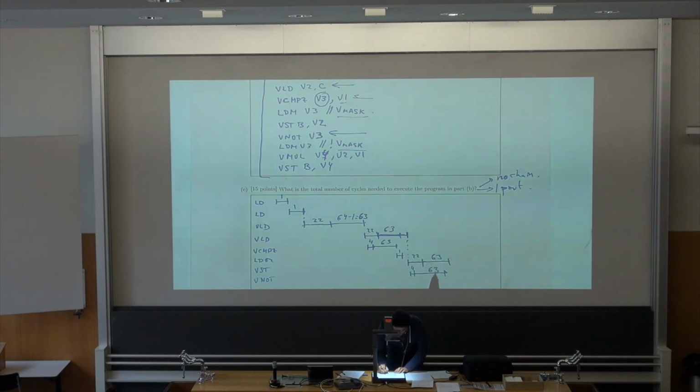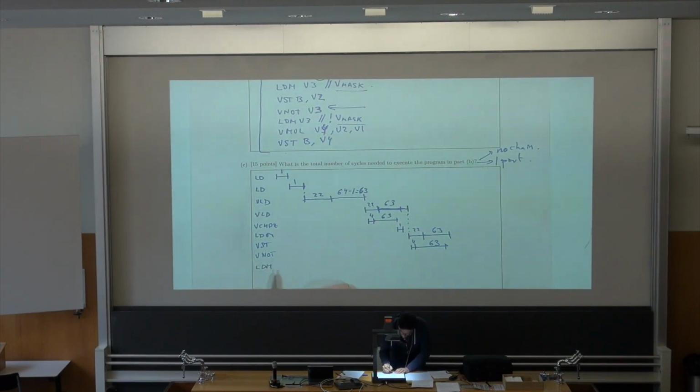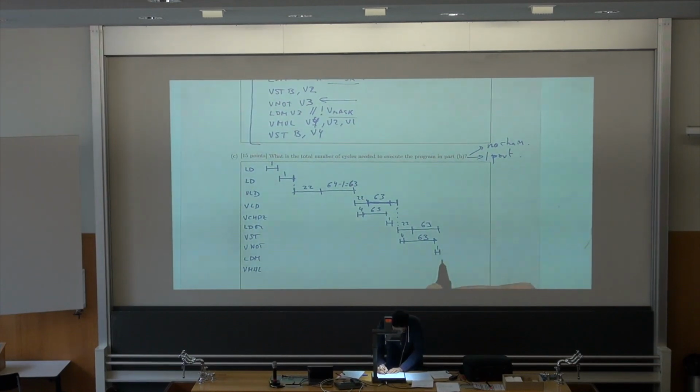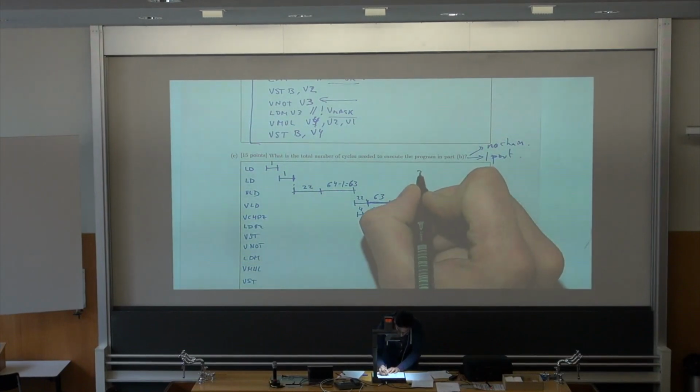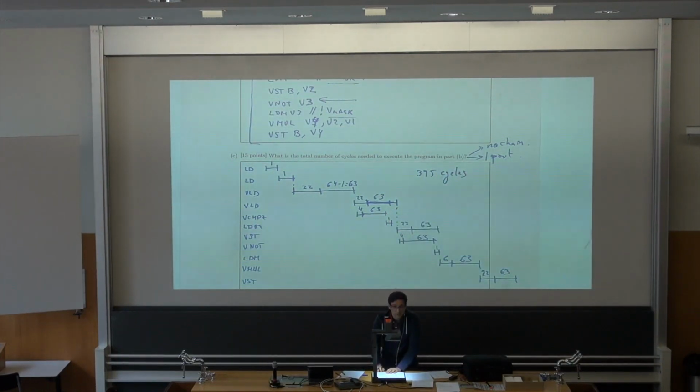It will be something like this, 4 plus 63 cycles, and then again LDM, 1 cycle, and then vector multiplication that takes 6 cycles, plus 63, and finally the VST, because we have no chaining, we have to wait until this finishes. So this will be 22 again plus 63, and you can count here that the total number of cycles is 395 for this part. Okay?